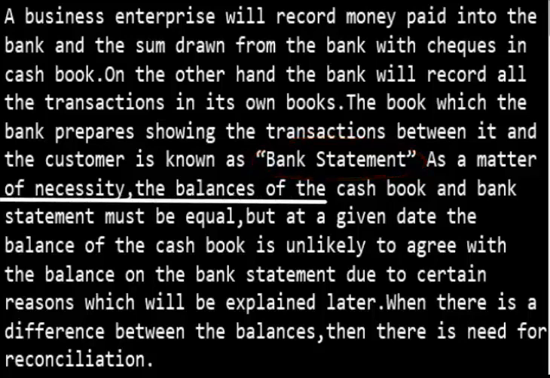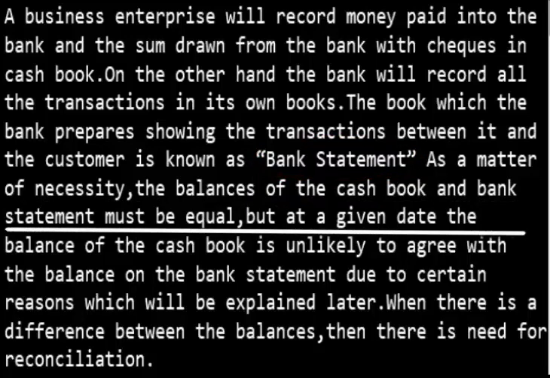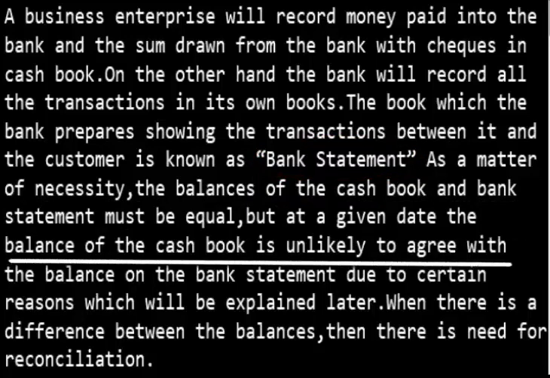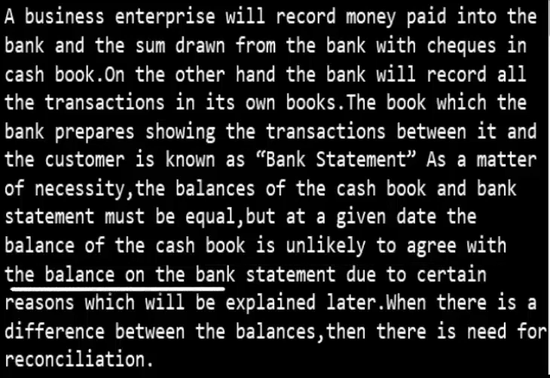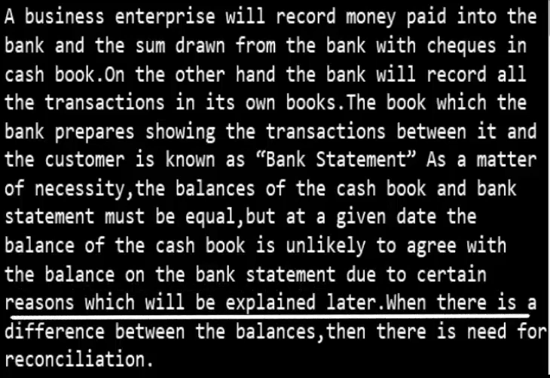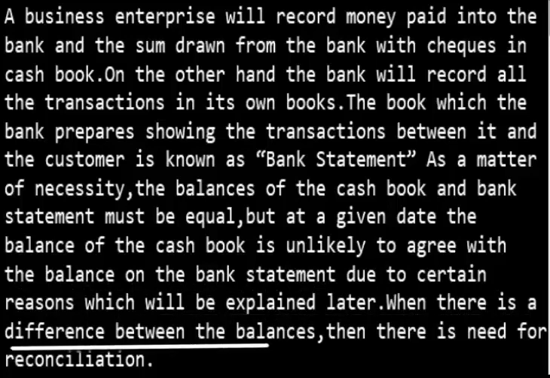As a matter of necessity, the balances of the cash book and the bank statement must be equal. But at a given date, the balance of the cash book is unlikely to agree with the balance on the bank statement due to certain reasons which will be explained later. When there is a difference between the balances, then there is a need for reconciliation.